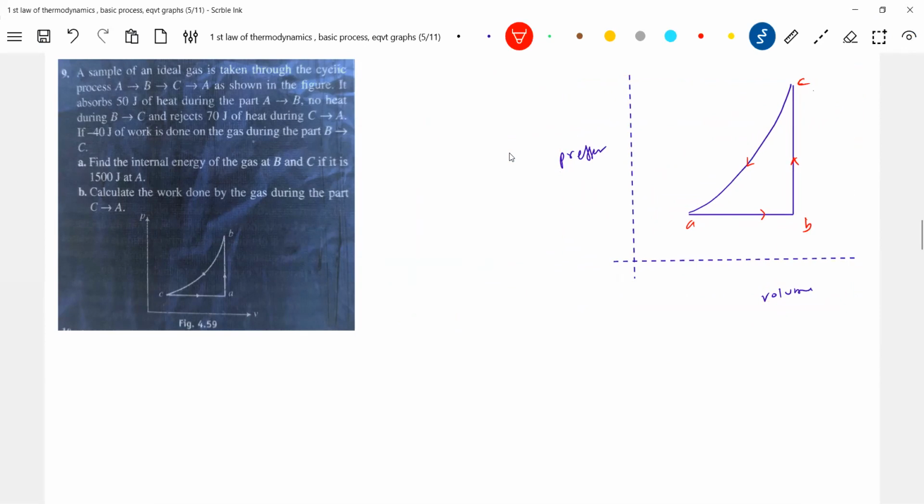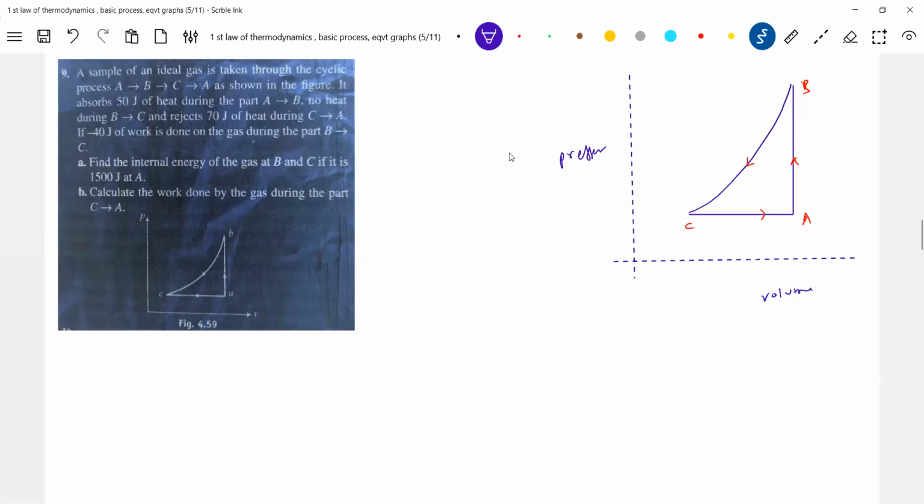What is the question telling? The gas will undergo a process ABCA. Of course, capital letter C is showing. Okay, let me show capital letter ABCA. Fine. It should be from here. ABCA, it is this one.